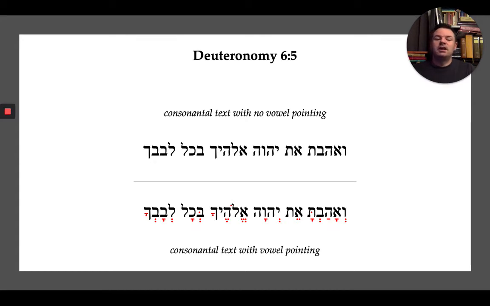This text right here says, "Wa'ahavta et Adonai Elohecha b'kol levavka," which means, and you shall love the Lord your God with all your heart. It's a beautiful text, right? It's a very important text. Love the Lord your God with all your heart. Of course it goes on and says more, but this is just a small phrase out of that text.